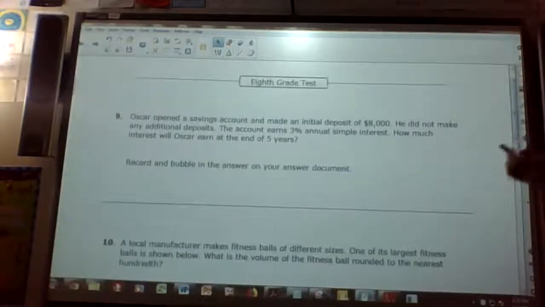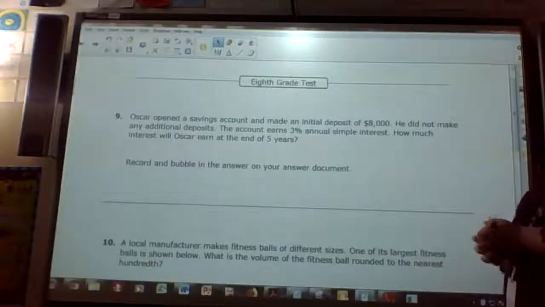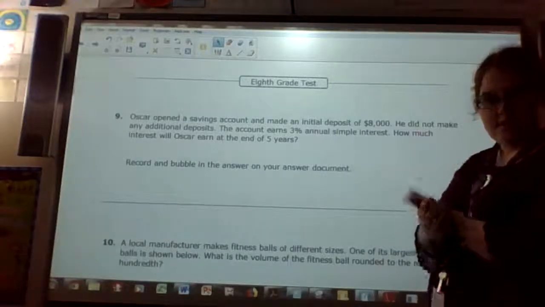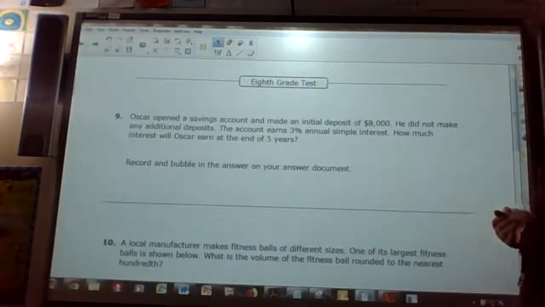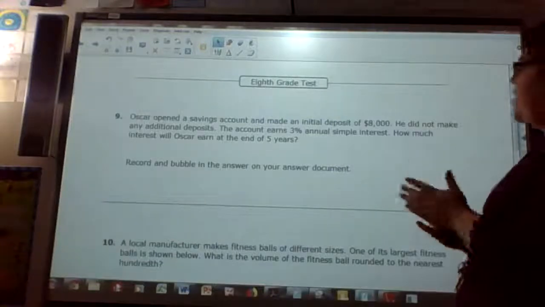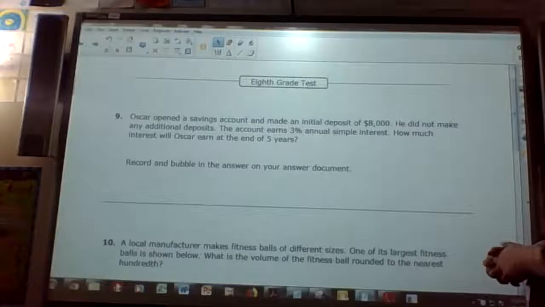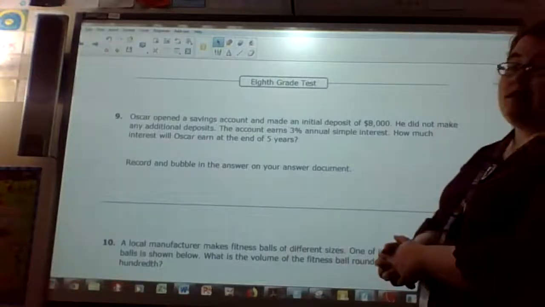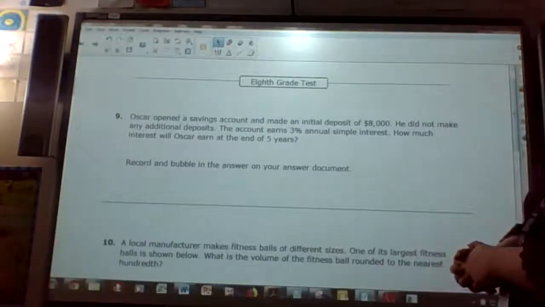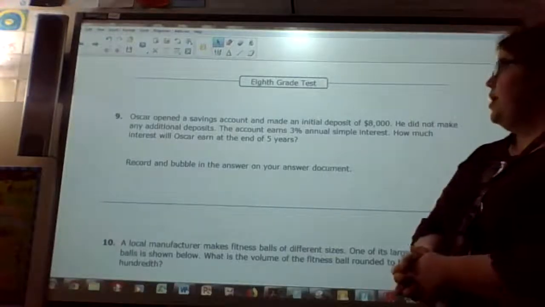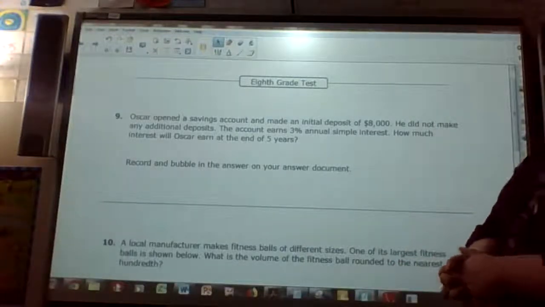Number 9, Oscar opened a savings account. Ooh, talking about money. I think money is our simple compound interest. That makes me think of that, so let's keep going. Made an initial deposit of $8,000. He did not make any additional deposits. The account earns a 3% annual simple interest. How much interest will Oscar earn at the end of 5 years?